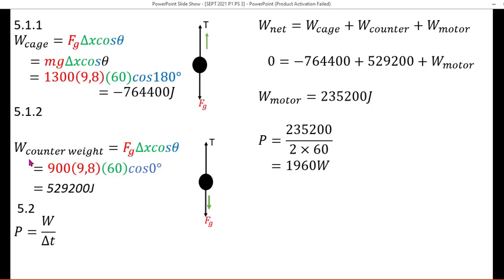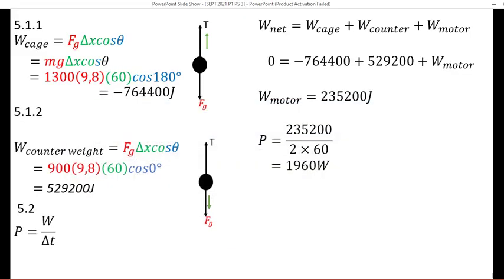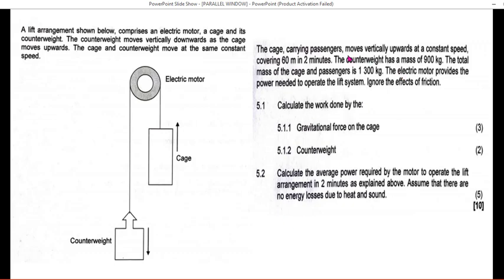And then we say work done by the counterweight is equal to the force exerted by the counterweight, or the weight, the gravitational force, times the displacement times the cosine of the angle between them. And then what is the mass of the counterweight? We can go and verify, it is 900. We verify that the counterweight has a mass of 900 kilograms, so that is correct.